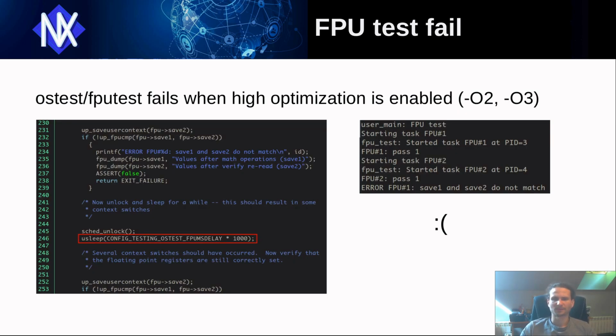Unfortunately, the FPU test from the NuttX OS test doesn't work for x64 when a high optimization level is enabled. The problematic part of the code is present in the left screenshot. In short, here is how this part of the code works. First, we perform some floating point operations and locally store the FPU context. Then we force the program to do some context switches. And finally, we compare the current FPU context with the previously saved one. If everything went okay, the FPU context should be the same and the test succeeds.